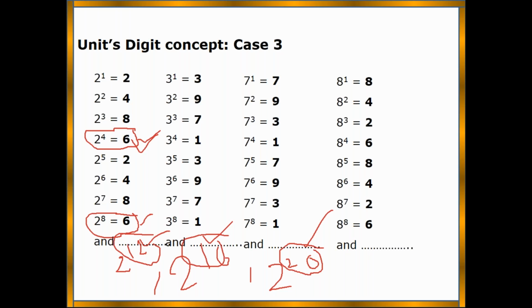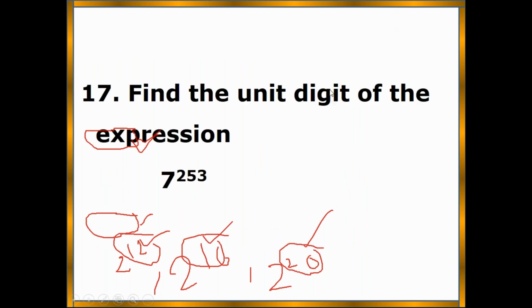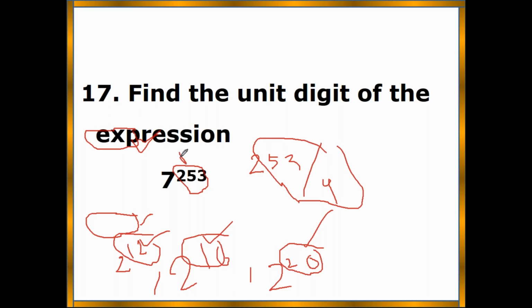The examples are like this. 7 power 253. What is the last digit? So we know the conditions now. 7 power 253. First of all, step number 1: 253 is divided by 4. Last two digits you have to focus on. 53 by 4, 4 13s are 52. The remainder is 1. Whenever the remainder is 1, the whole power is replaced with 1. 7 power 1 is 7.